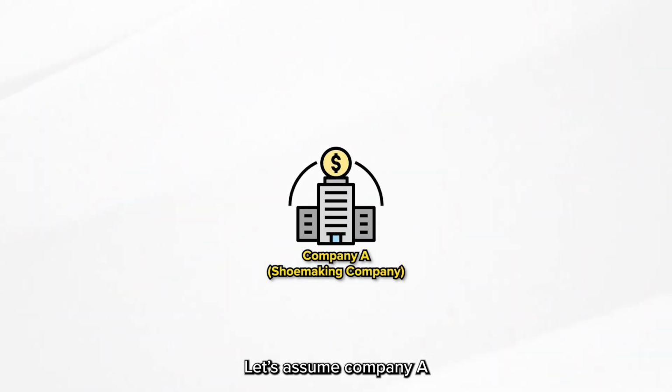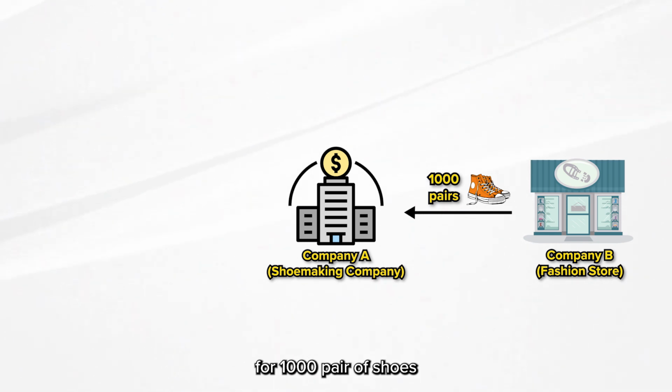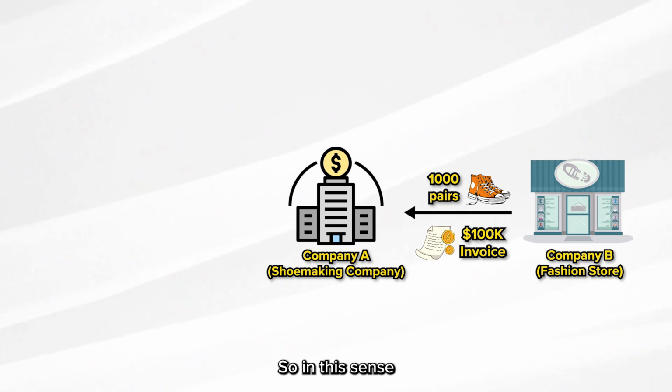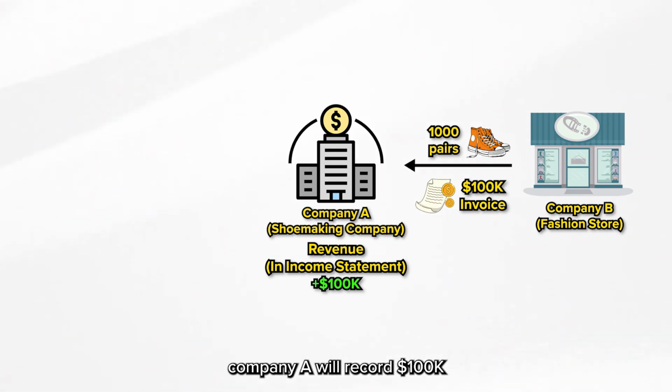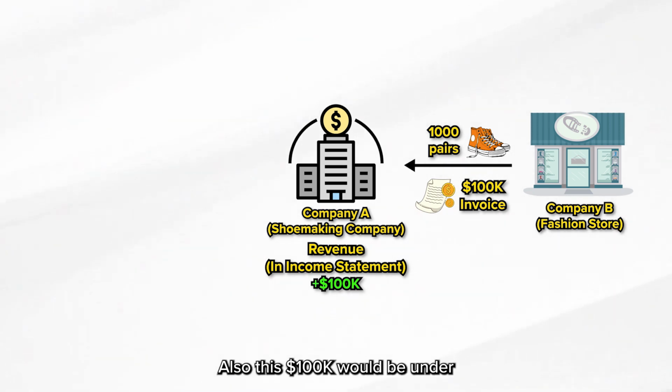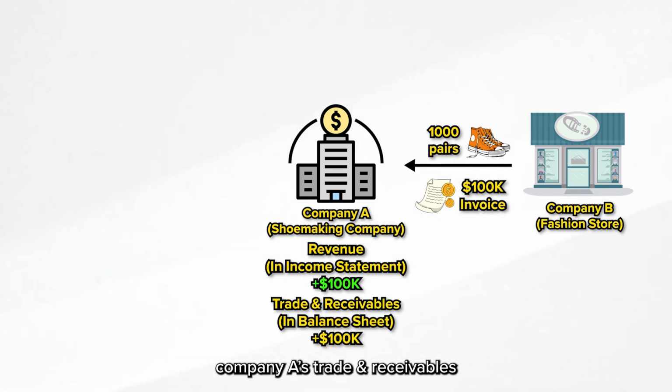Let's assume company A has just received a big order for 1,000 pairs of shoes from company B. Company A would then invoice the total price for the shoes, let's say at a total price of 100k, to company B. So in this sense, company A will record 100,000 as revenue for itself, although it has not received a payment yet from company B. Also, this 100k would be under company A's trade receivables.